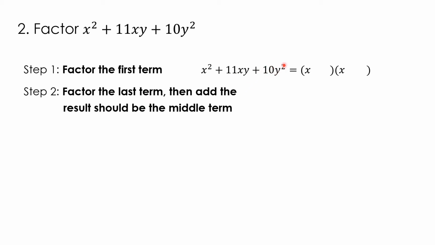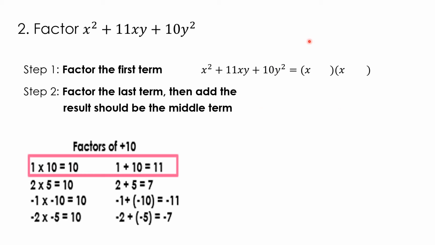So what are the numbers that if you multiply, the answer is 10? So we have here 1 times 10 equals positive 10. 2 times 5, that is positive 10. Negative 1 times negative 10, still we have positive 10. Negative 2 times negative 5, that is equal to positive 10. And the factor for y squared is y times y.